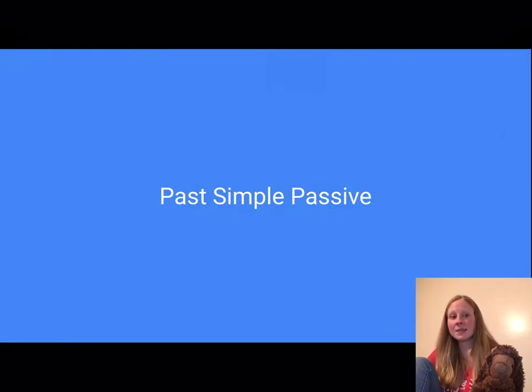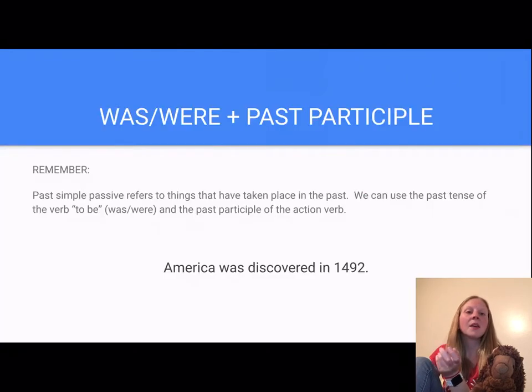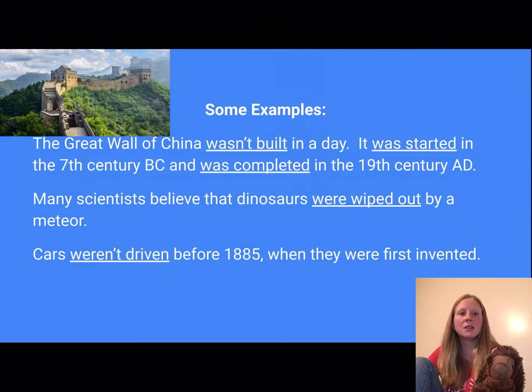So now let's look at the past simple passive. So present passive are things that are happening right now, or they're habits that continue to happen, or statements of fact. When we talk about the past simple passive, we're referring to things that have already taken place in the past. There's still things that are true, and we can use the past tense of the verb to be, so using was or were, and the past participle of the action verb. If I asked you, when was America discovered? Then you would respond, America was discovered in 1492.